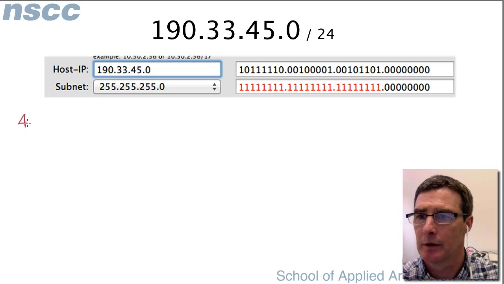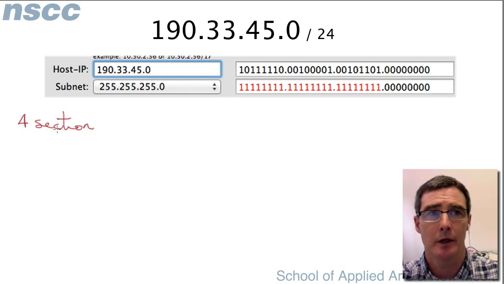4 sections in our organization. Maybe we have marketing and engineering, sales, financial. And for security, we want to make 4 separate networks. And maybe we only have 20 machines in each network. We want some room to grow. How can we create 4 networks with this one network range?